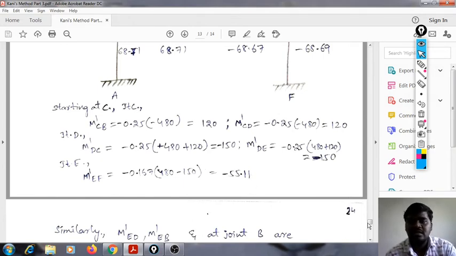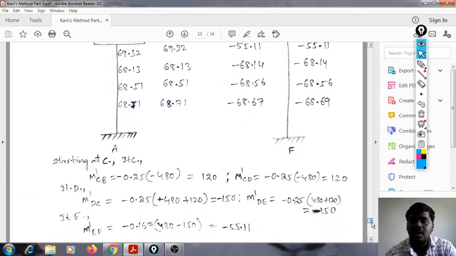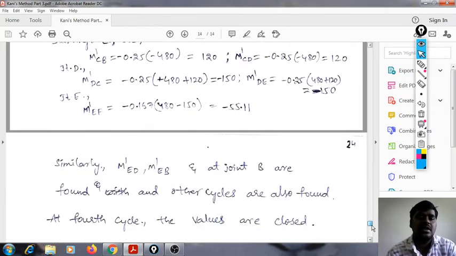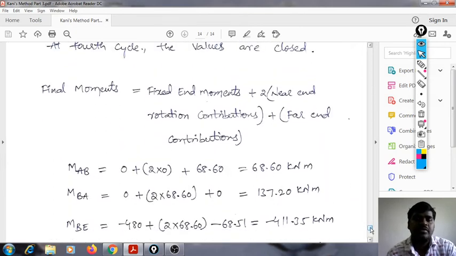Similarly, there are cycles 1, 2, 3 and the 4th cycle, where the iteration is stopped. When you read out this statement, similarly m dash ED, m dash EB at joint B are found, and other cycles are also found. At the 4th cycle the values are closed, and we have the formula: final moments equal fixed end moments plus 2 times near end rotation contribution plus far end contribution.